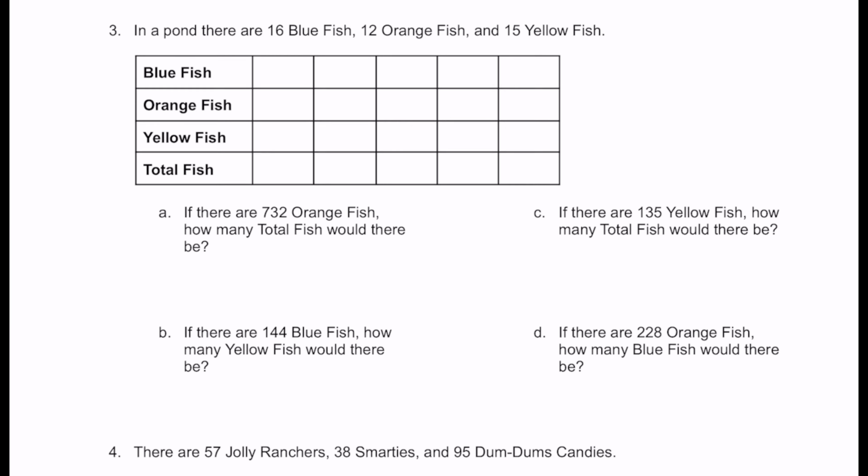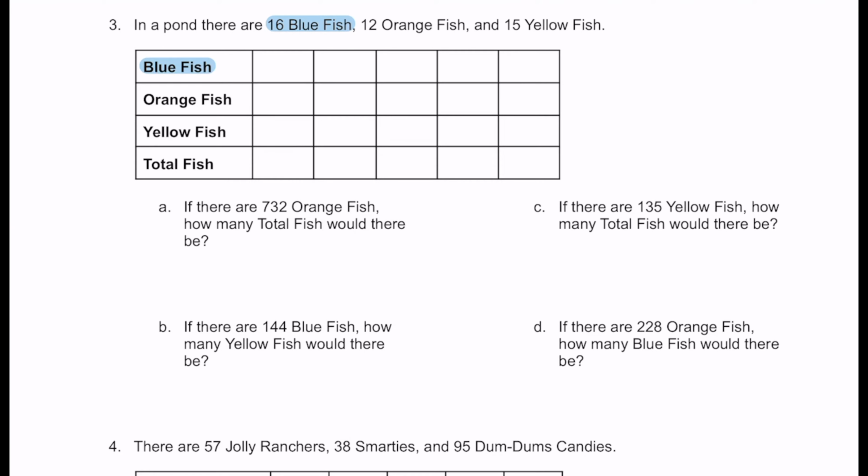Here's number 3. For number 3, we have 16 blue fish, so I'm going to go ahead and write that in our table. Then we have 12 of these orange fish, let's go ahead and write 12 over there. And then 15 of these yellow fish, so we can go ahead and write that there as well.